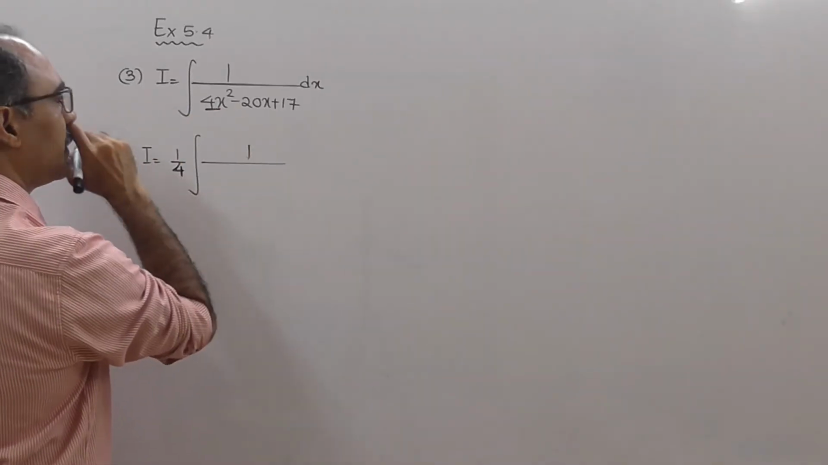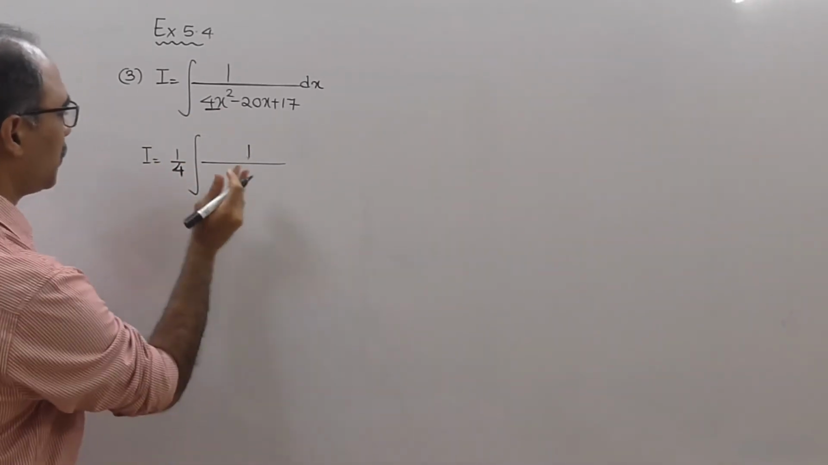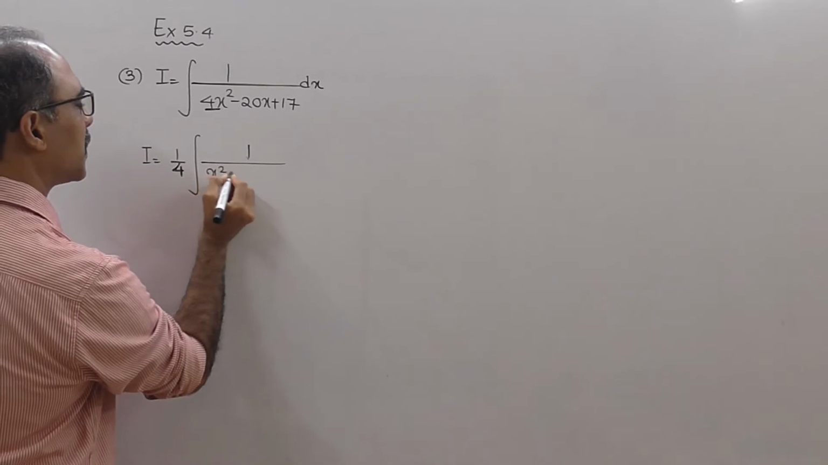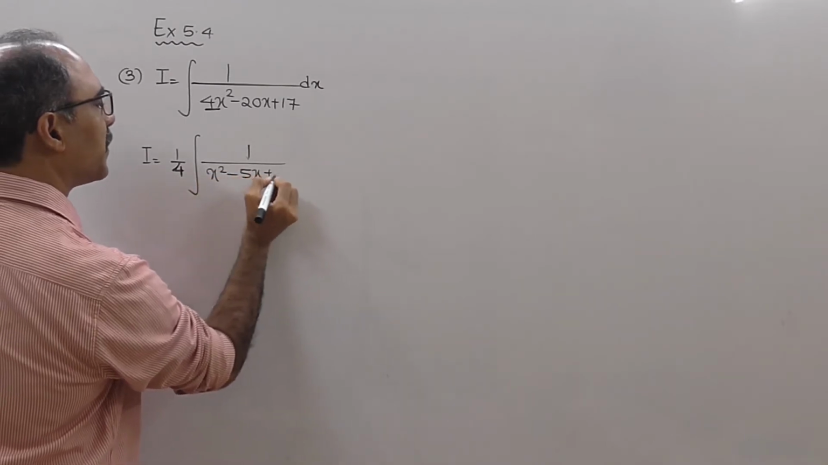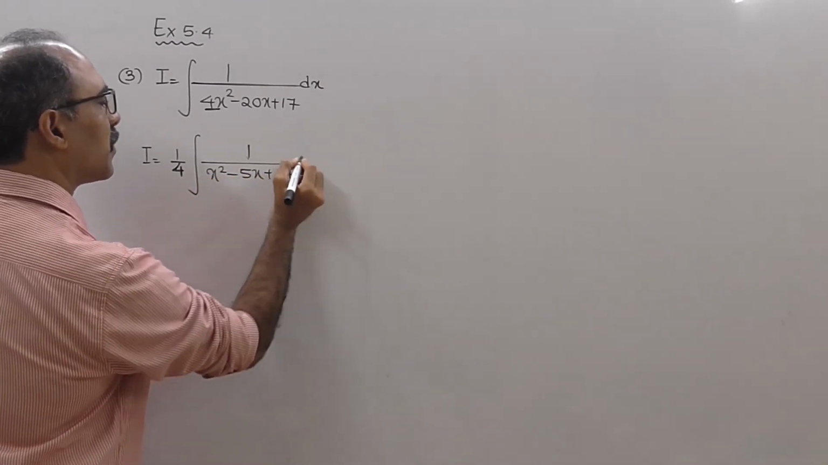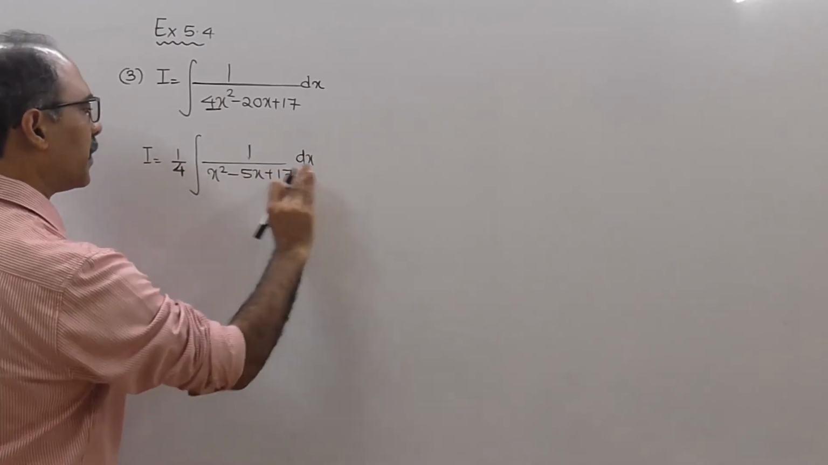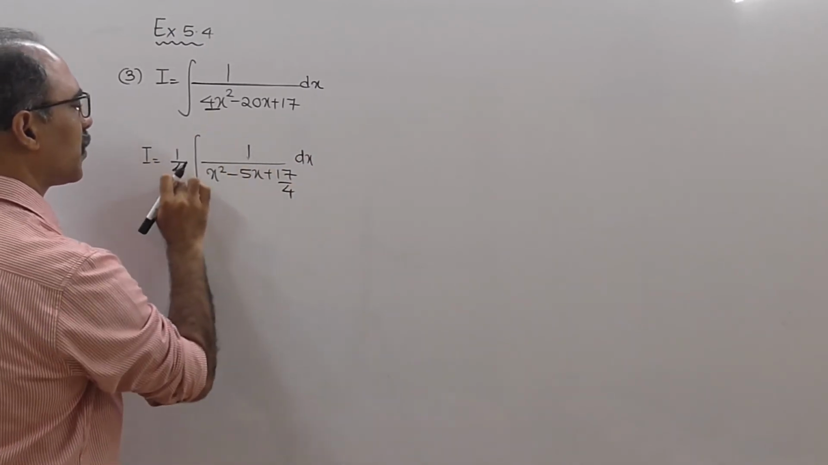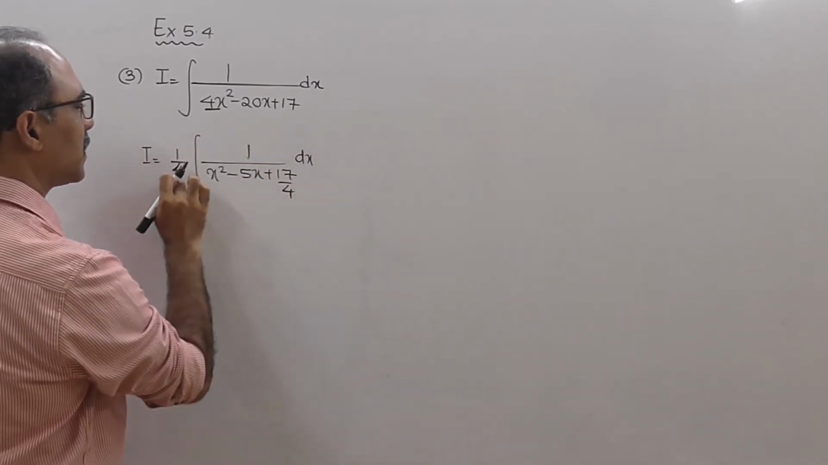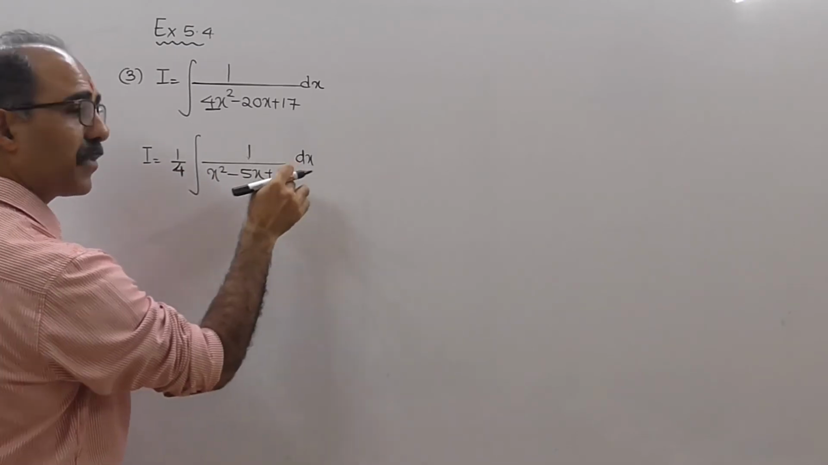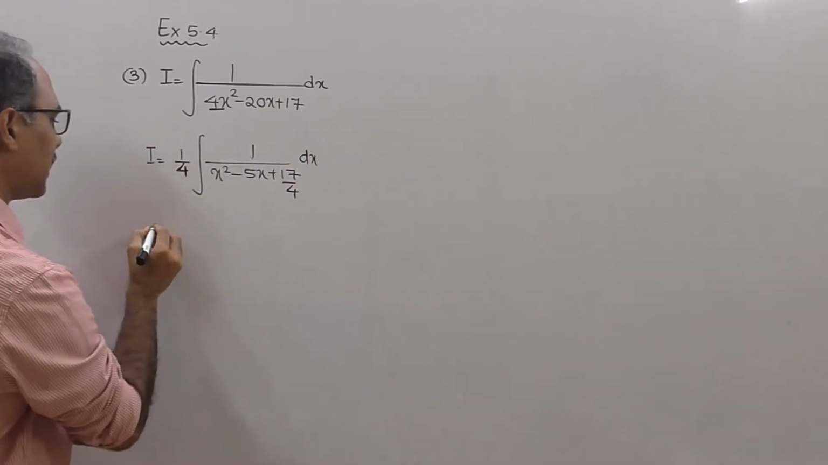The coefficient of x square should always be 1. So you take 4 outside. So this becomes x square, this becomes minus 5x and this becomes 17 by 4. If you have a doubt, open the bracket and check: 4 into x square is 4x square, 4 into minus 5x is minus 20x, 4 into 17 upon 4, 4 cuts, you get the answer as 17.